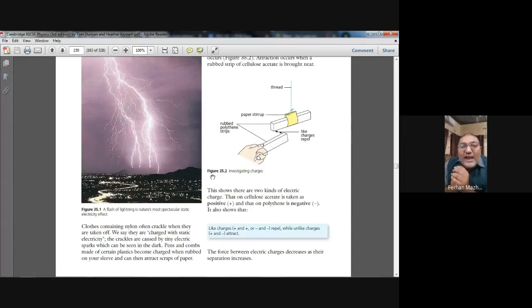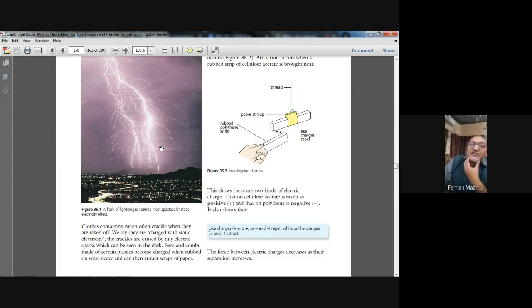If you have the same charges on two bodies, for example both rods have negative charge, they will repel. If both rods have positive charge, they will repel. Like charges repel each other. If one rod has positive charge and the other has negative charge, they will attract each other.